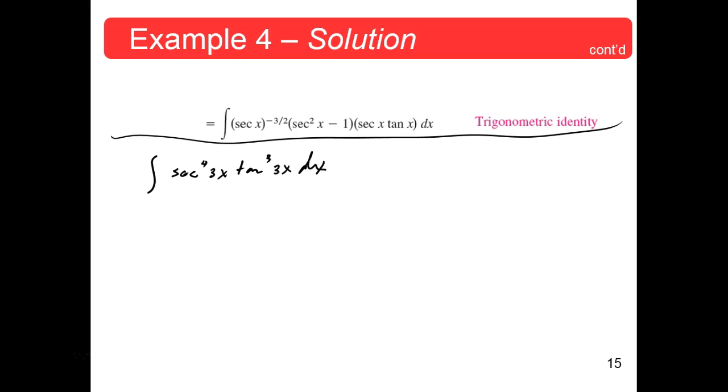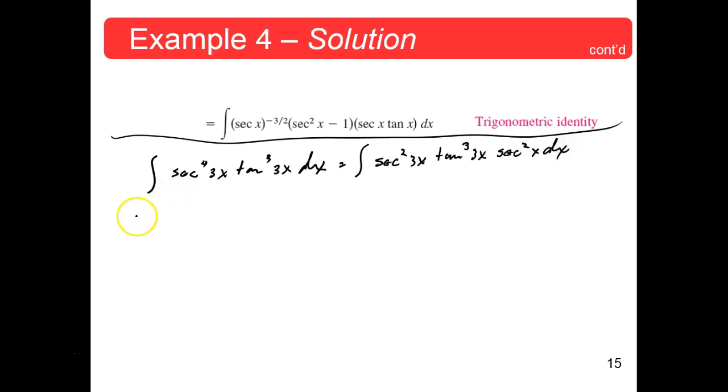Okay, I like that idea. That means you're aiming toward getting everything else in terms of tangent. So why pull out a secant squared? It's the derivative of tangent, right? That's why we want to pull it out. So if you pull out a secant squared, that leaves you a secant squared 3x. And then this is a tangent cubed 3x. And this is a secant squared, that's the one you pulled out, 3x dx.